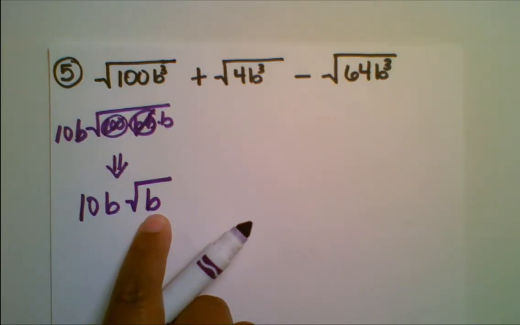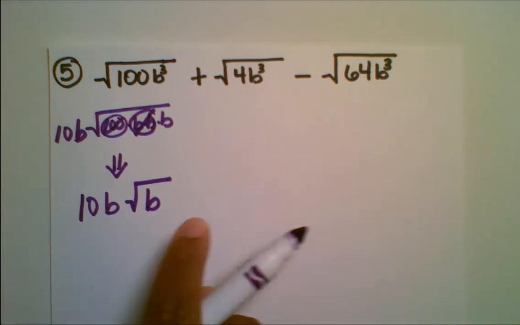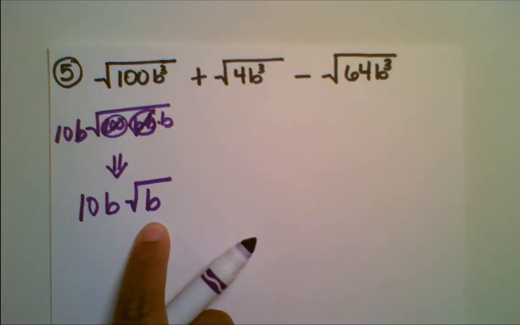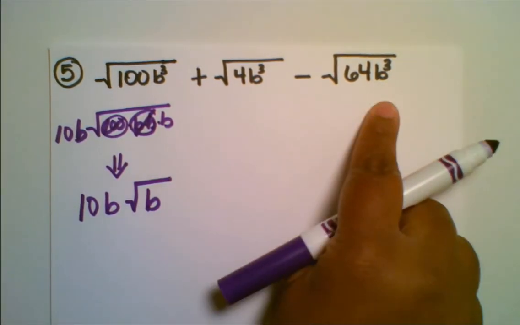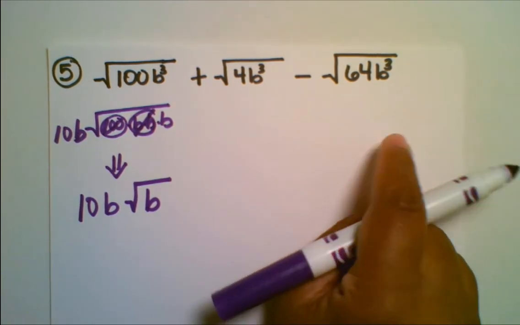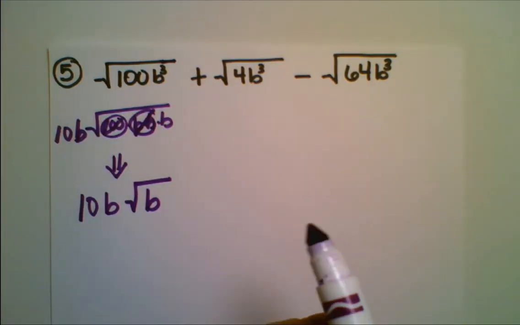So our radical right now is the square root of b. Okay, so if our radical is the square root of b, then I'm thinking that the other two should also have the square root of b as the radical.